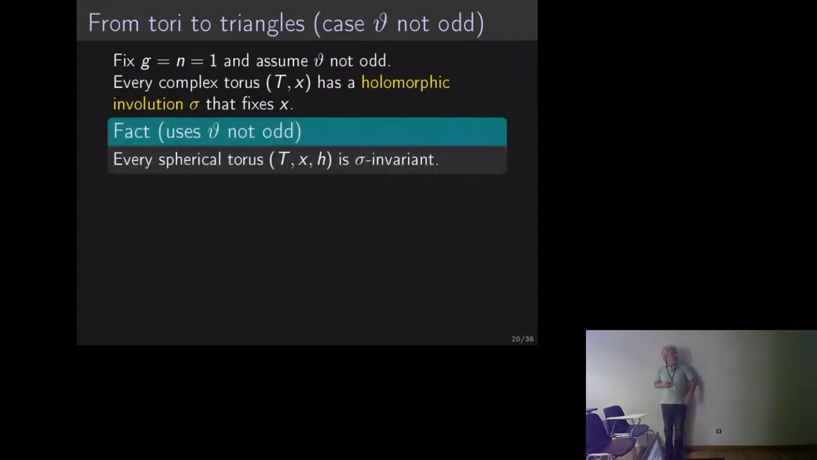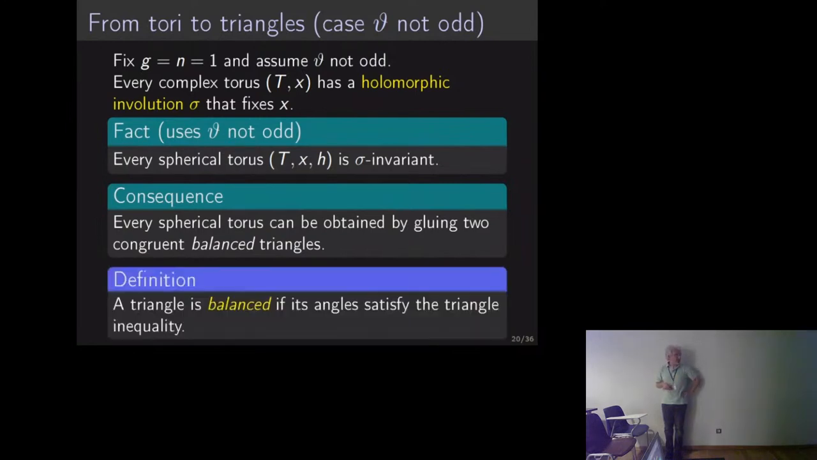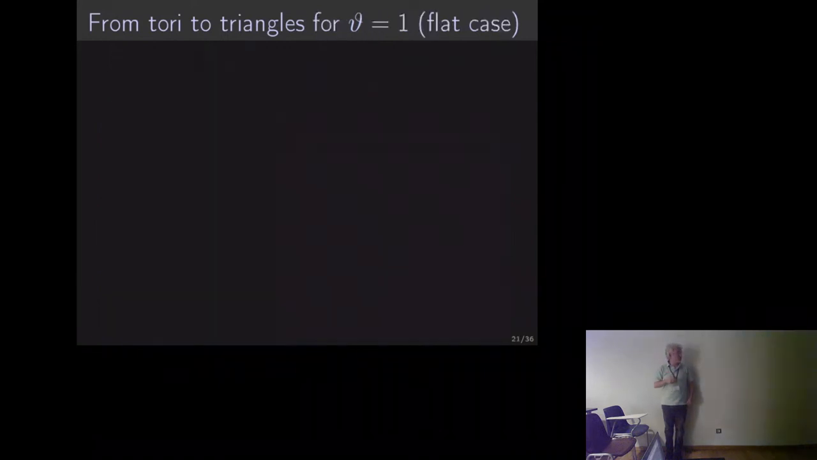So yeah, the spherical torus is sigma invariant. So the consequence is that you can obtain the torus by doing two congruent triangles. This is, we will see, even in the flat case very familiar, but the interesting fact is that we don't want just any two triangles, but we will choose some special triangles, which we will call balanced triangles. So a balanced triangle is just a triangle in which the angles satisfy the triangle inequality. So they're triangles that are not too skewed.